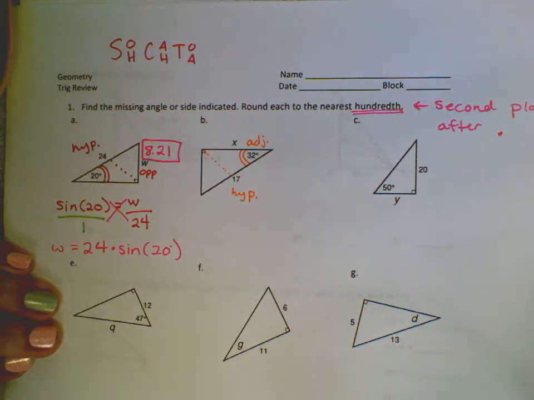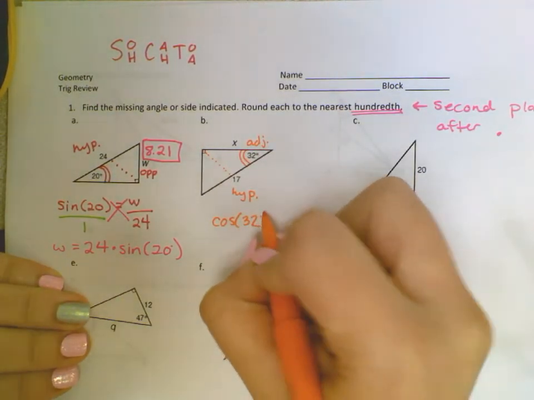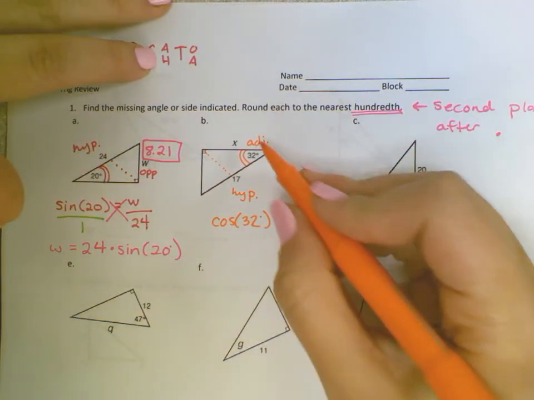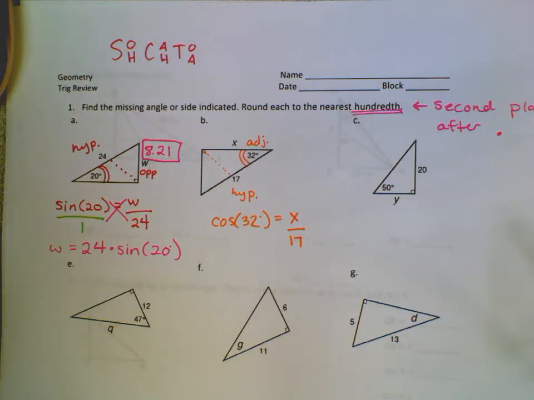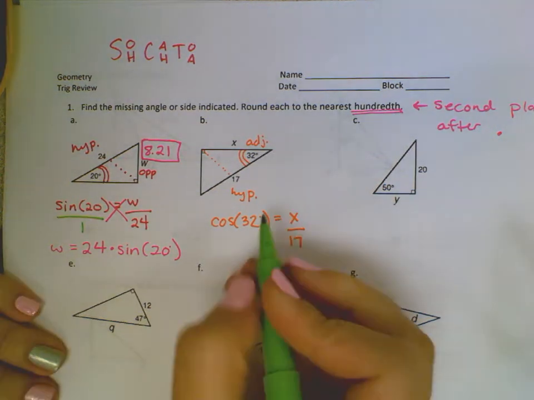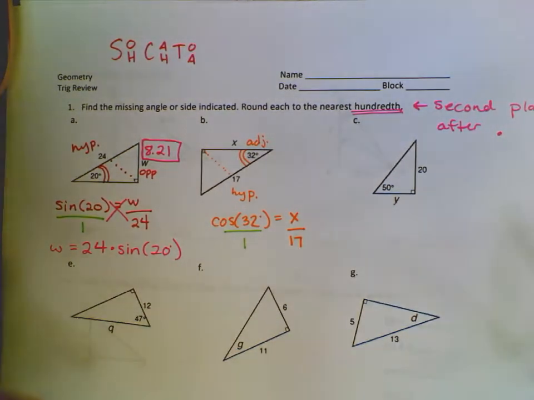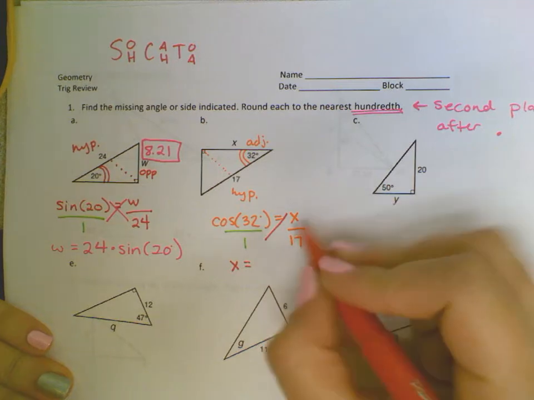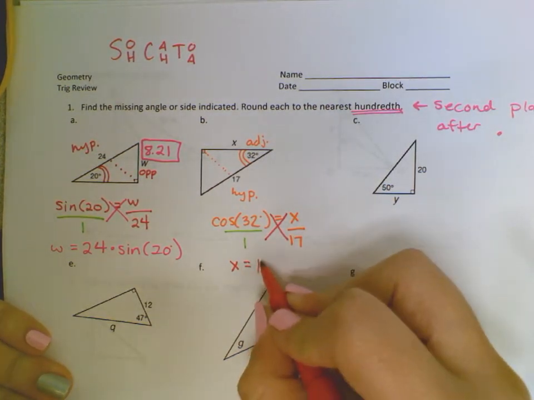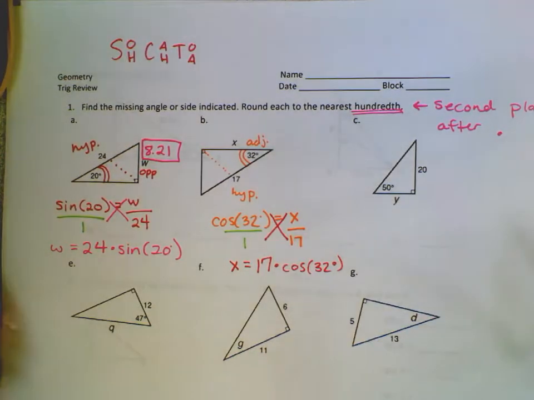So cosine of 32 degrees equals adjacent over hypotenuse, where the adjacent is x, the hypotenuse is 17. We're going to do the same thing here. We're going to put cosine of 32 degrees over 1, and we will cross multiply. When we cross multiply, we get x times 1, which is x, and that's equal to 17 times cosine of 32 degrees.